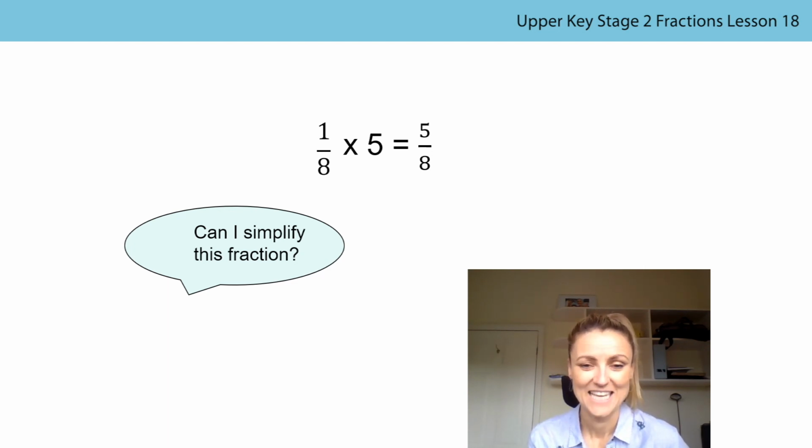What do you think? So I think you will have recognised that we cannot simplify this fraction. We cannot identify a highest common factor other than 1 that will divide into both 5 and 8. So if we divided it by 1, we would just get 5/8. So 5/8 is in its simplest form. We cannot simplify this fraction any further.